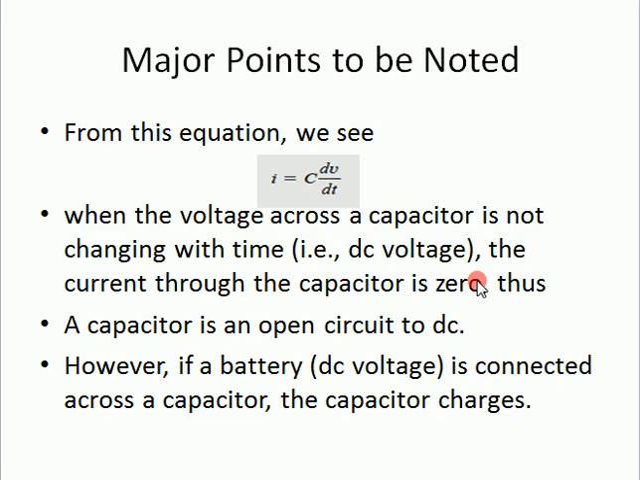Whenever we apply a DC source to a capacitor, there will be an open circuit. Why open circuit? Because as we said, the current is equal to 0. When we talk about an open circuit, no current flows through the circuit. Current is 0 here. That's why a capacitor is an open circuit to DC. If a battery DC voltage is connected across a capacitor, then the capacitor gets charged whenever a battery or a voltage is applied to it.